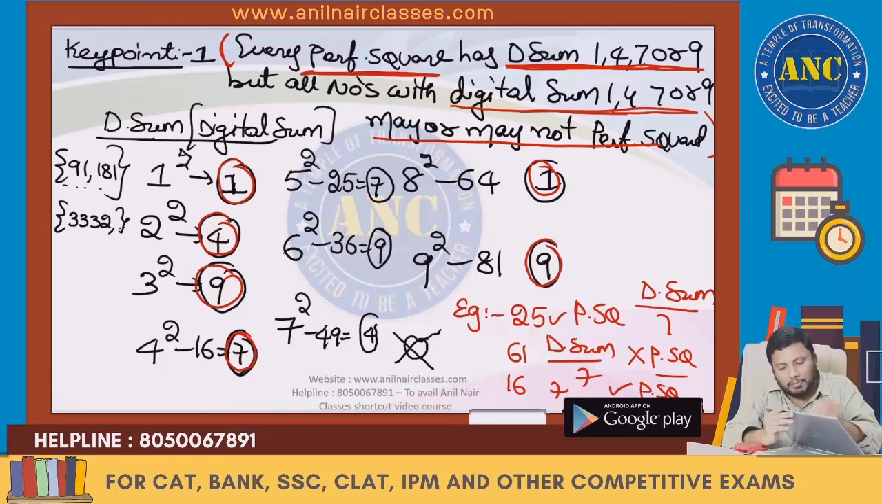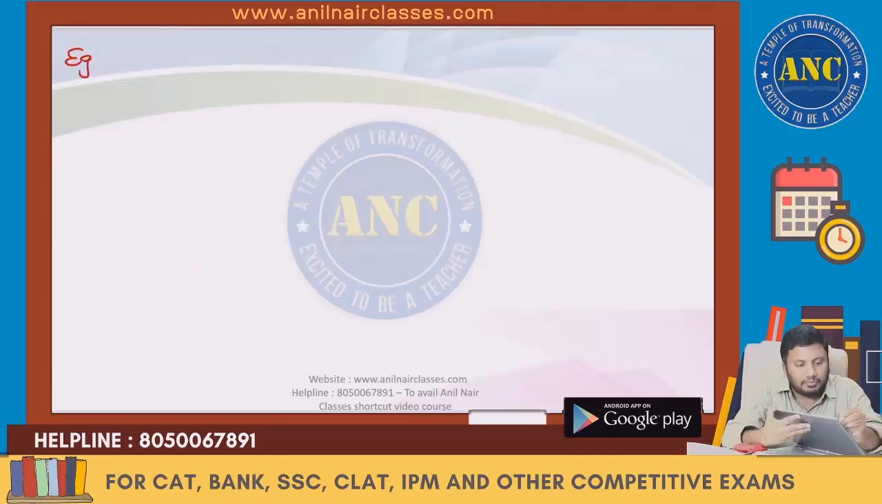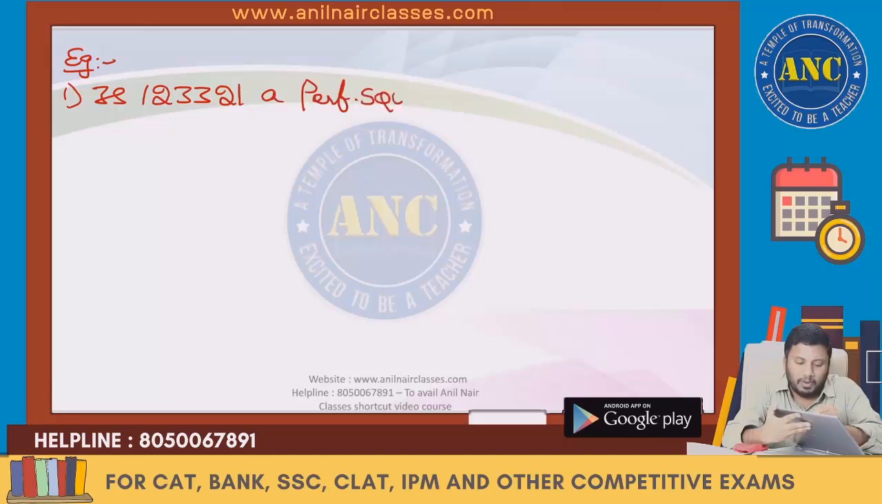If the number is a perfect square, it should have digital sum 1, 4, 7 or 9. But if a number has digital sum 1, 4, 7 or 9, it may or may not be a perfect square. Please write down few examples. Is 1, 2, 3, 2, 1 a perfect square?